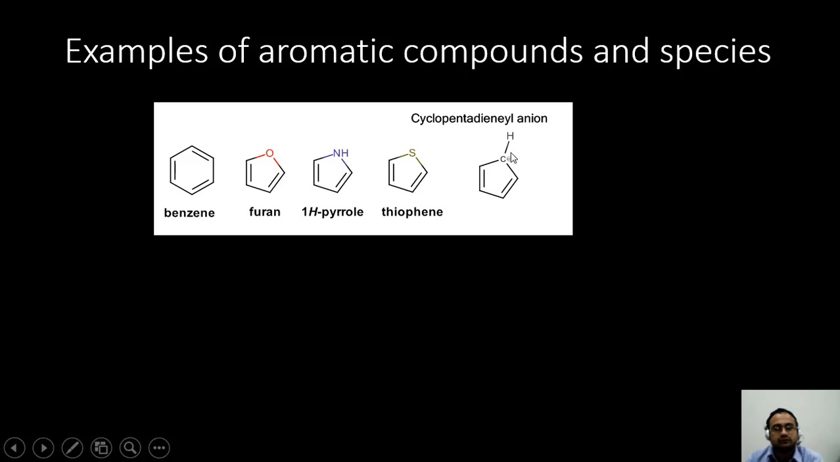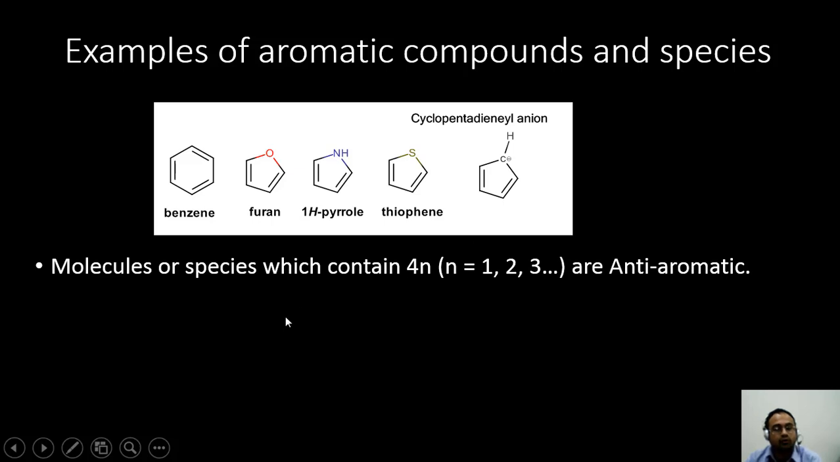cyclopentadienyl anion. This can be generated by abstracting a proton which was present here. So you remove that proton, leaving a charge behind, thus it is known as cyclopentadienyl anion. So if you count electrons in this ring, 2 from here, 2 from here, and another 2 from here, makes it 6. So again, this seemingly unstable anionic species also satisfies the 4n plus 2 rule and is indeed aromatic.